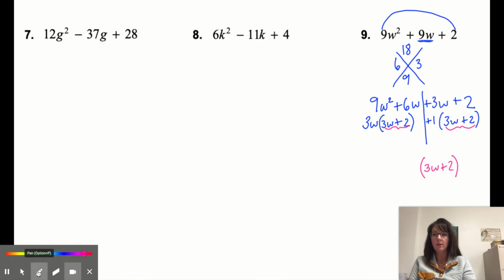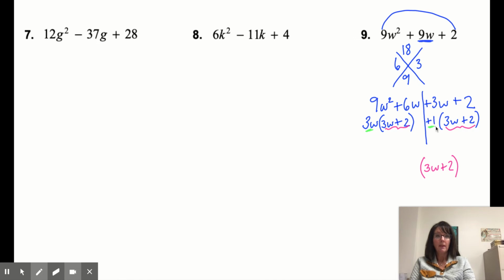Our other factor is going to come from, let's do a pretty green color, right here, we have this 3w and this plus 1. And if you can recall from lesson 7.2, when we started first, we did like a double distributive. We took the first term times the second binomial, and then we took the second term times the same binomial. We could rewrite these as 3w plus 1. So think about when you had two binomials that you were multiplying, you took 3w times 3w plus 2, and then 1 times 3w plus 2. All right. So this becomes our factored polynomial right here.